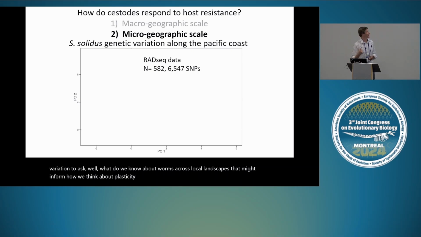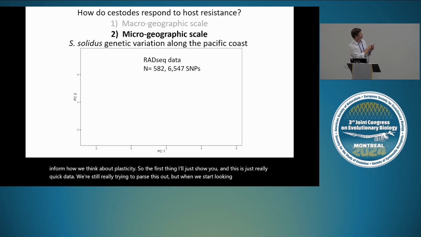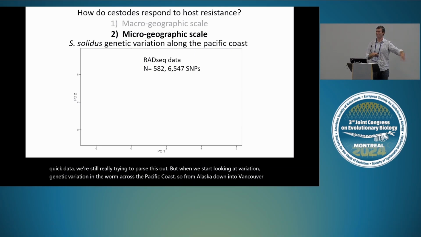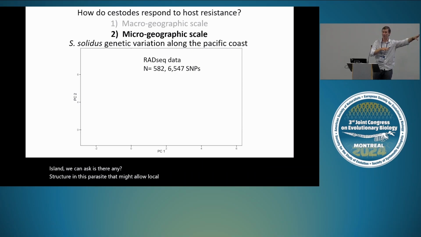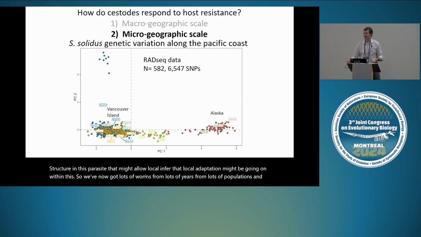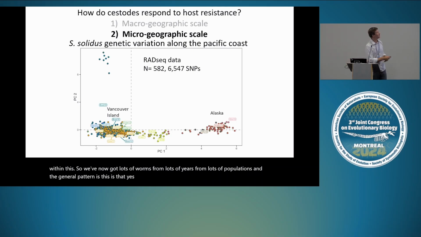So the first thing I'll show you, and this is just really quick data, we're still really trying to parse this out, but when we start looking at genetic variation in the worm across the Pacific coast, from Alaska down into Vancouver Island, we can ask, is there any genetic structure in this parasite that might allow or infer that local adaptation might be going on? So we've now got lots of worms from lots of years, from lots of populations, and the general pattern is this: yes, there is structure, we do see variation along the major axis here going from Alaska down to Vancouver Island.